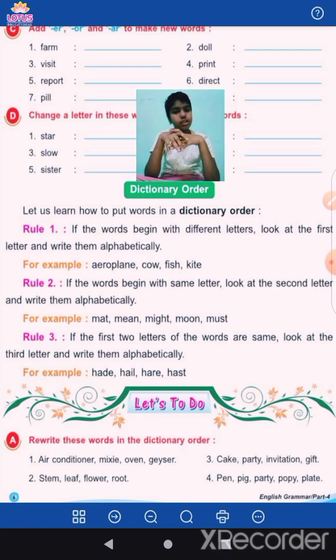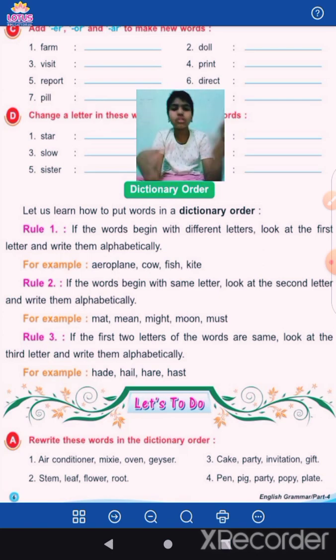Got it? So look at the first letter. If the first letters are all the same, then look at the second, then the third, then the fourth. Like this you can continue. And if the first 2 letters of the words are the same, look at the third letter and write them alphabetically.